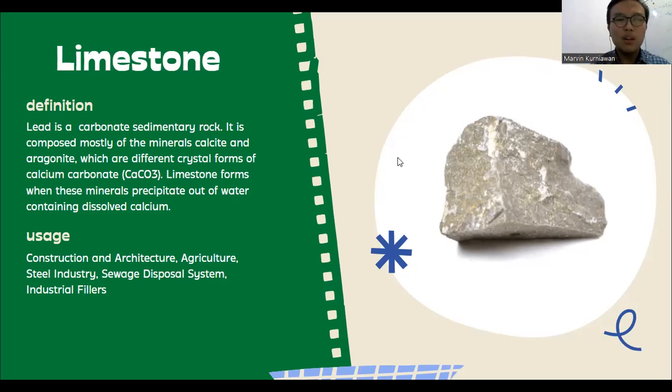First, we have limestone. Limestone is a carbonate sedimentary rock. It is composed mostly of the minerals calcite and aragonite, which are different crystal forms of calcium carbonate. Limestone forms when these minerals precipitate out of water containing dissolved calcium. The usage is construction and architecture, agriculture, steel industry, sewage disposal systems, and industrial fillers.